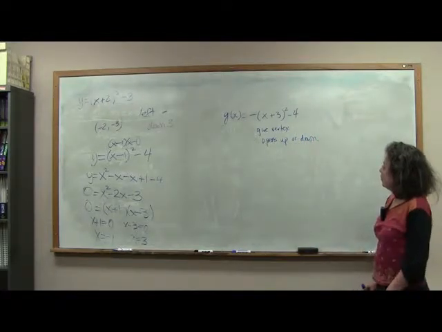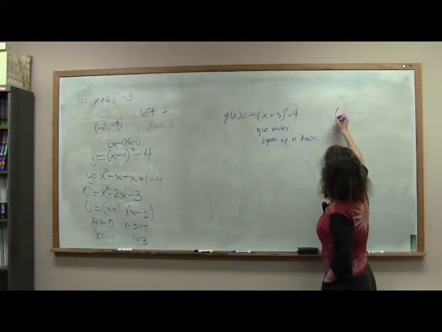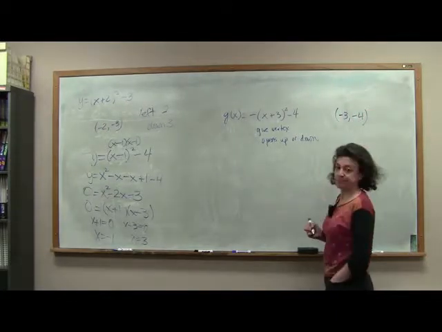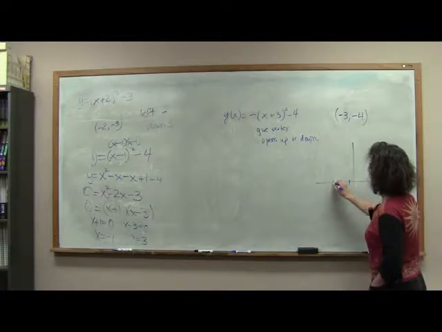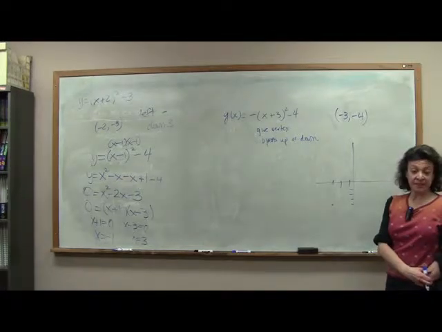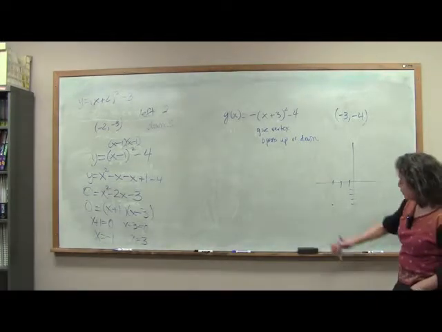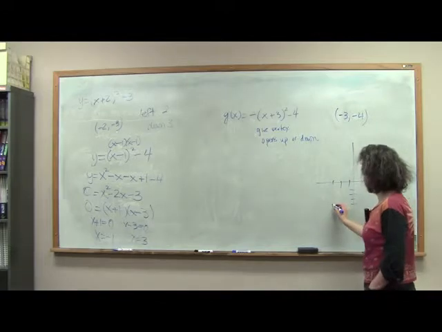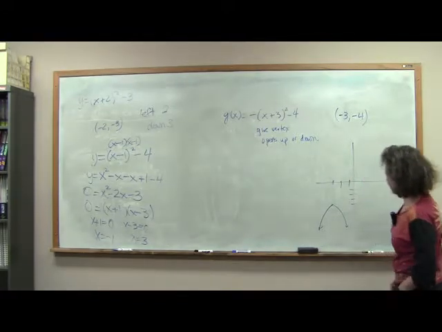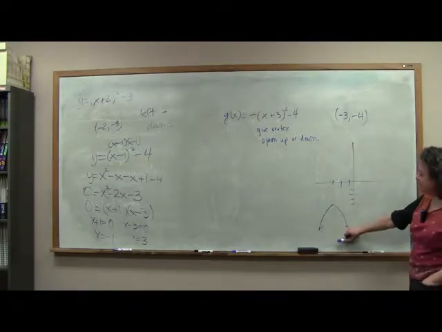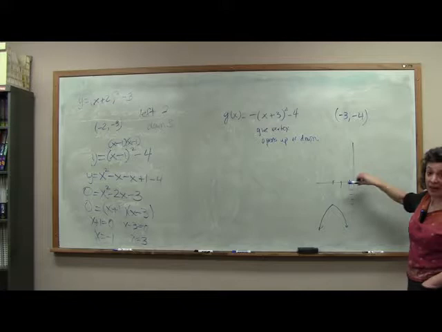Okay? Well, what's my vertex going to be? Remember, change the sign of what's inside, so -3, -4. Okay? So I know my vertex is (-3, -4). Does this graph open up or down? Well, notice my value of a is negative, and therefore I know my graph opens down. If I asked us to find the zeros of this parabola, notice we can look at it visually and say, well, it never touches or crosses our x-axis.